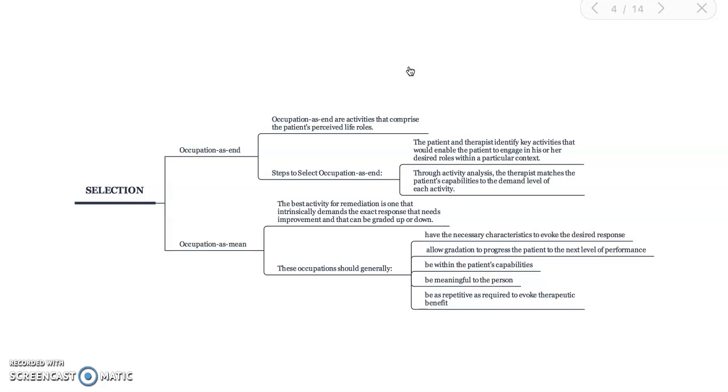Selecting an occupation as mean. The best activity for remediation is one that intrinsically demands that exact response that needs improvement and can be graded up or down. These occupations should generally have the necessary characteristics to evoke the desired response, allow gradation, be within the patient's capabilities, be meaningful to the person, and be as repetitive as required to evoke therapeutic benefit.